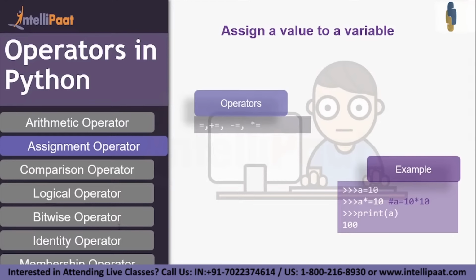Same example is mentioned over here, like a equal 10, a multiply equal to 10. So it means that a equal 10 into 10. When you print a, you'll get the output as 100.